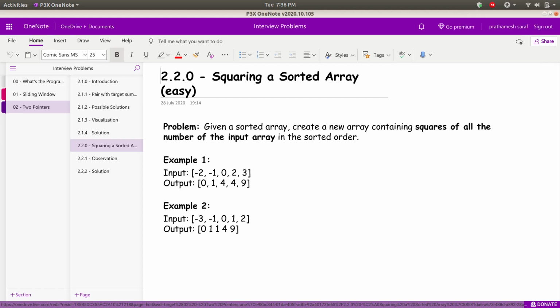So let's get started with the second problem from the two-pointer approach. The problem is called squaring a sorted array.